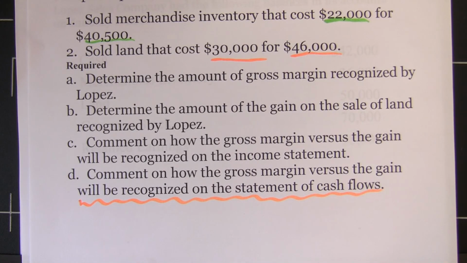So if they sold a piece of land or traded a piece of land for a building, that's maybe an important transaction. They could measure it accurately in dollars and cents, but there was no cash involved. And because there was no cash involved, it would not go on a statement of cash flows.